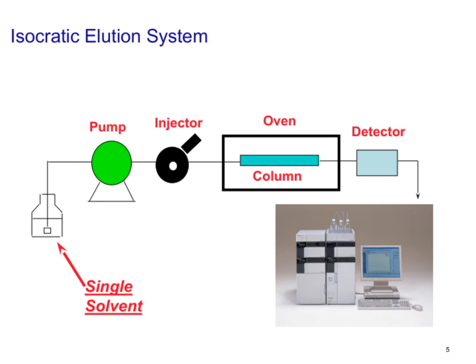And finally, the isocratic elution system uses a single solvent throughout the process, which simplifies things and helps maintain stable conditions. All these components work together seamlessly to deliver reliable and efficient analysis, which is the overall goal of chromatography.